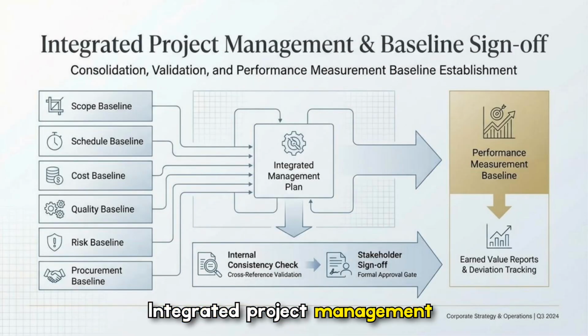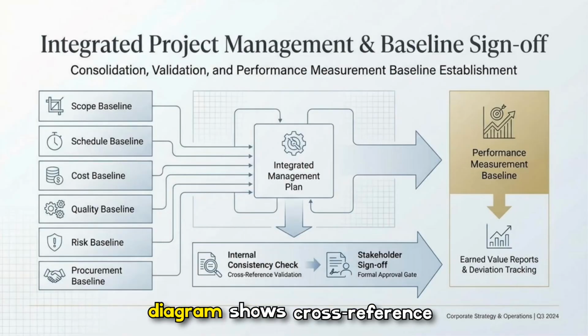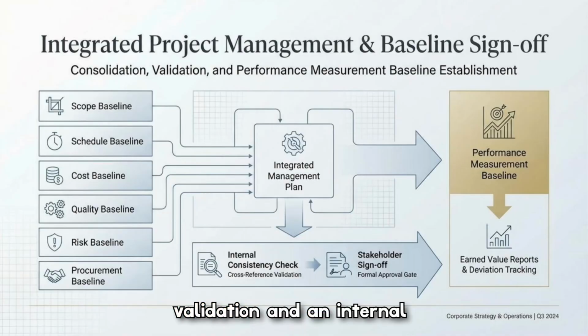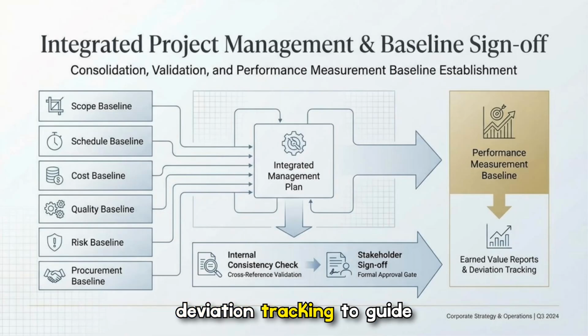Integrated project management consolidates scope, schedule, cost, quality, risk, and procurement baselines into a single management plan. The diagram shows cross-reference validation and an internal consistency check before stakeholder sign-off. Once approved, the performance measurement baseline enables earned value reporting and clear deviation tracking to guide corrective action.